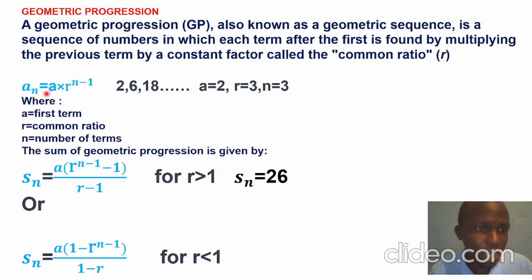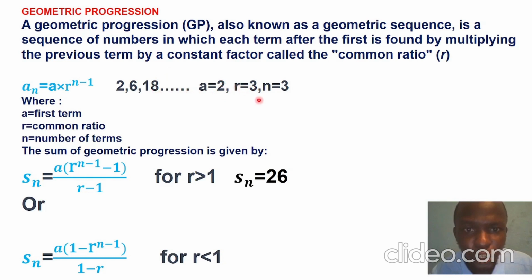Now, here's a formula, but even before we go to the formula, I would like us to look at this sequence here. Look at 2, 6: 6 divided by 2, you get 3. 18 divided by 6, you get 3. So that means they have a common multiple. You have to multiply a number to get the next number. Multiply this number by 3, get 18. 18 times 3, you're going to get 54. a is 2, r is 3.